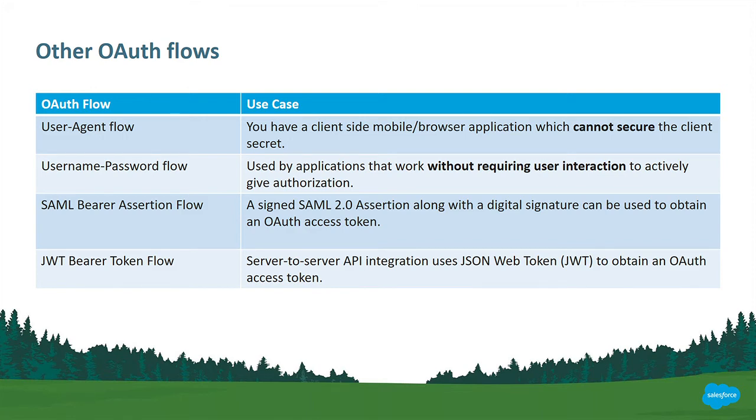You can reuse that and put it into a special kind of flow called the SAML bearer assertion flow to get your OAuth authorization token. Similarly, if you are doing server-to-server integrations using JWT, or JSON Web Tokens, you can also reuse that to get OAuth tokens using this kind of flow.